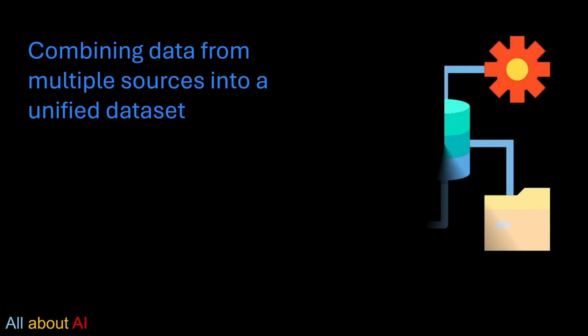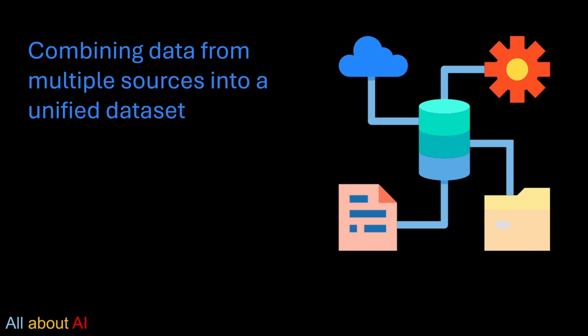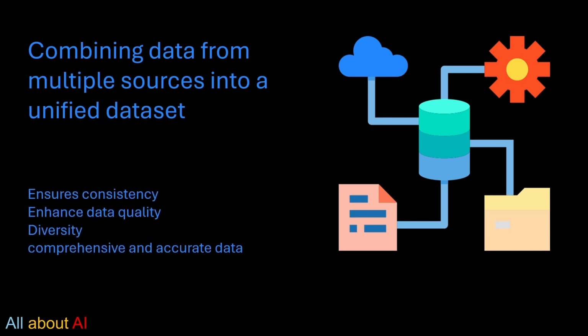Data integration is the process of combining data from different sources into a unified dataset to improve analysis and model training in machine learning. It ensures consistency. Sometimes it enhances data quality. Also, different sources make data more diverse. And also, comprehensiveness and accuracy can be improved by combining multiple sources. Ultimately, it is for quality, quantity, and diversity that improves the model performance.